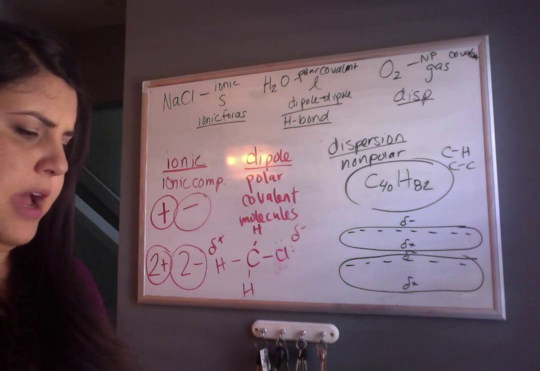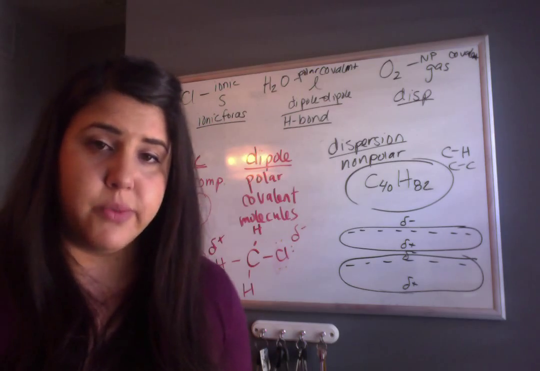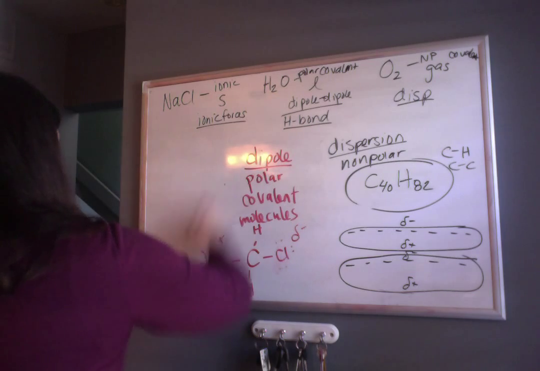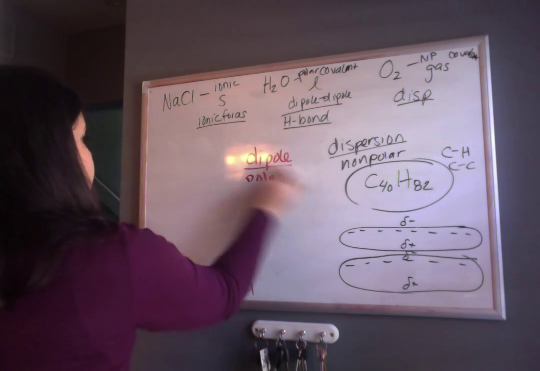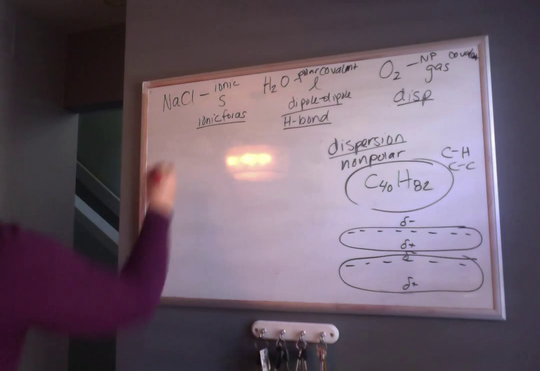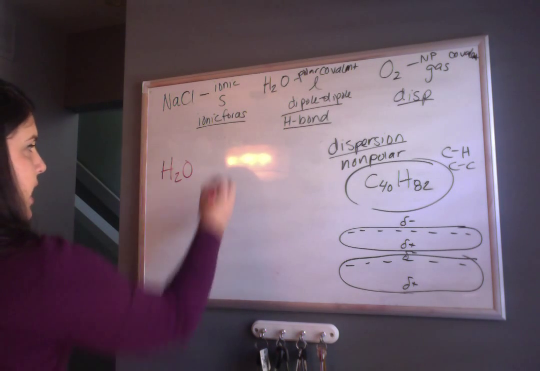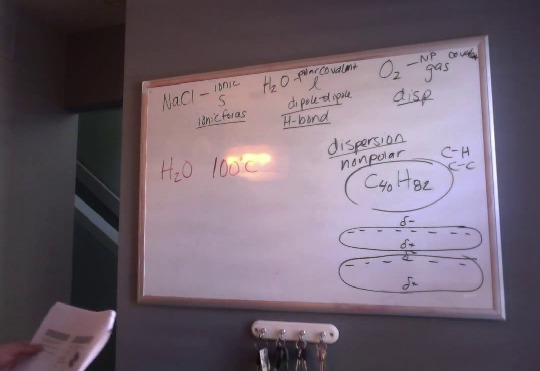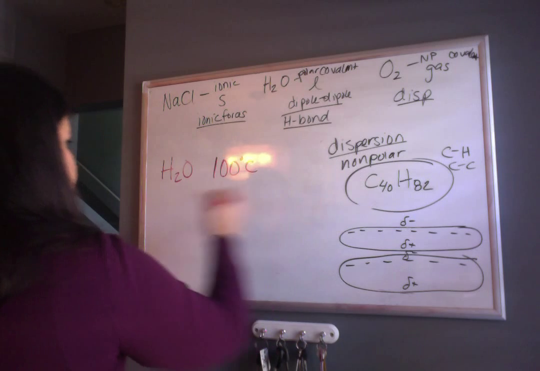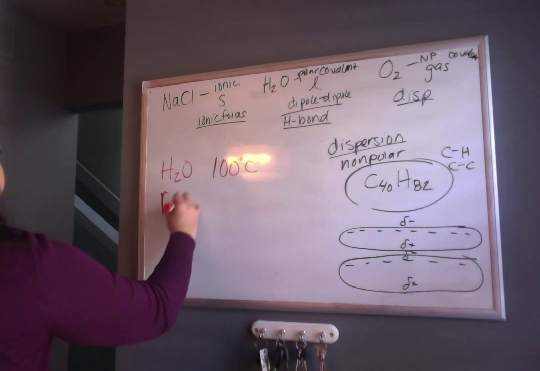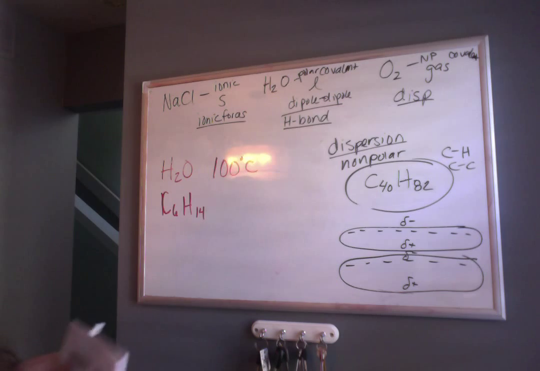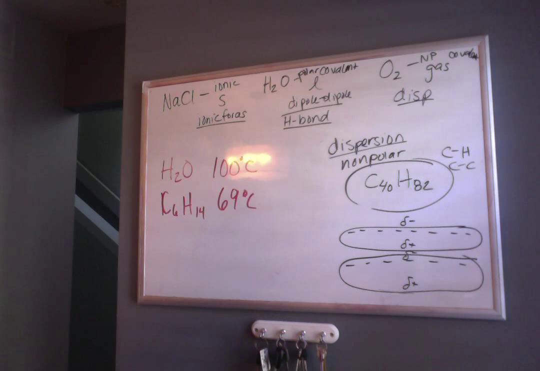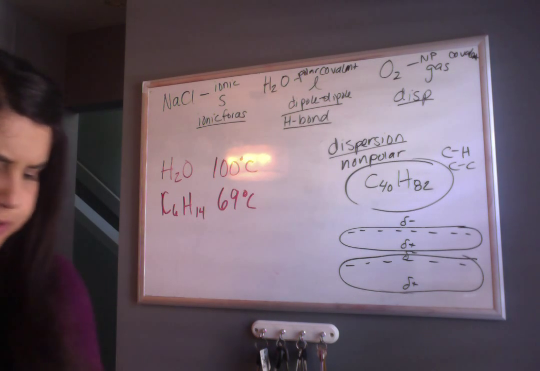So now, big question of the day. I'm going to write this up here. The big question of the day is why does water boil at 100 degrees Celsius? 100 degrees Celsius is the boiling point. And then hexane, C6H14, which I had drawn over here before, boils at 69 degrees Celsius. Why do we have these two substances having different boiling points?